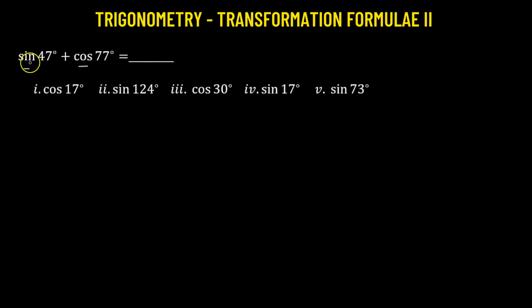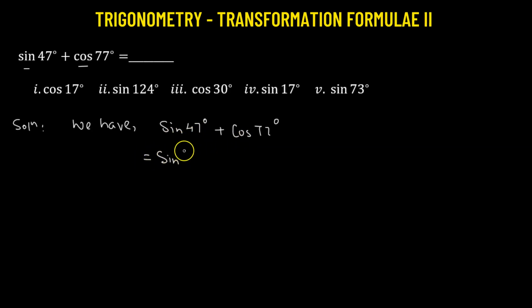What we can do is convert the first term, that is sine 47 degrees, to its cosine equivalent, so that we get the sum of cosine functions. So let us do that. Let's write it down: sine 47 degrees added to cosine 77 degrees. Our goal will be to convert the sine function to its cosine equivalent. But before that, we can rewrite 47 degrees as 90 degrees minus 43 degrees, plus cosine 77 degrees.